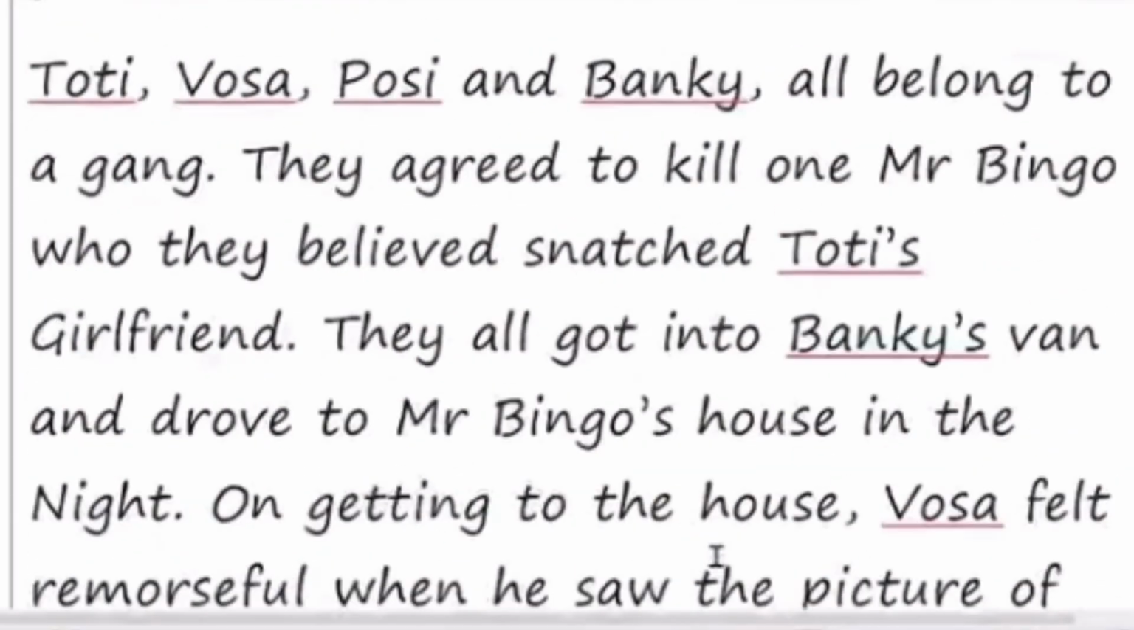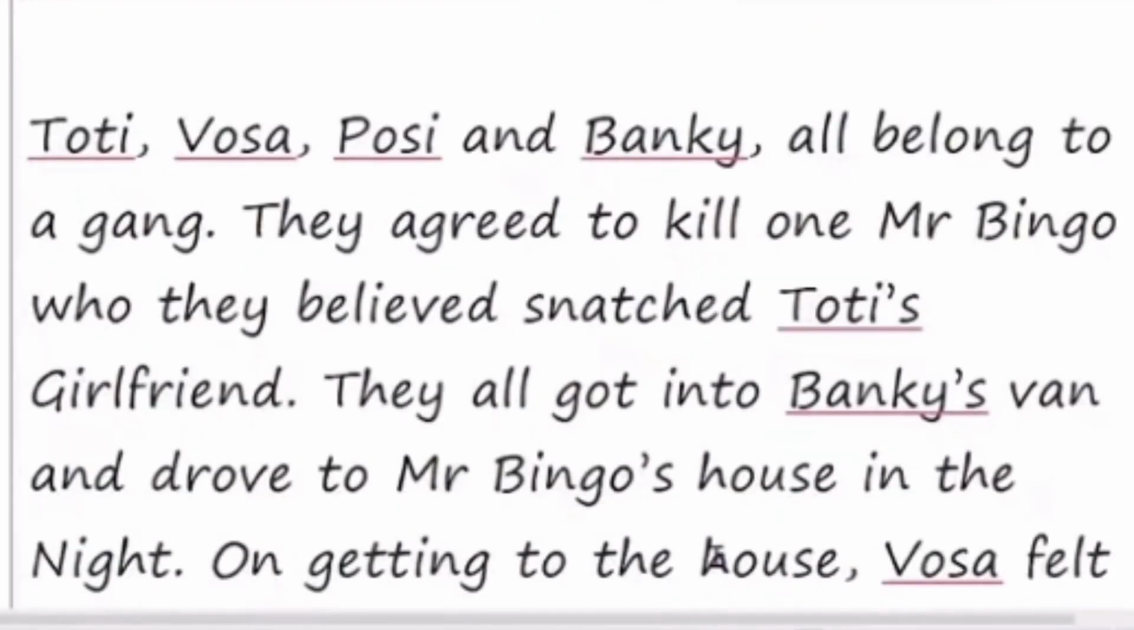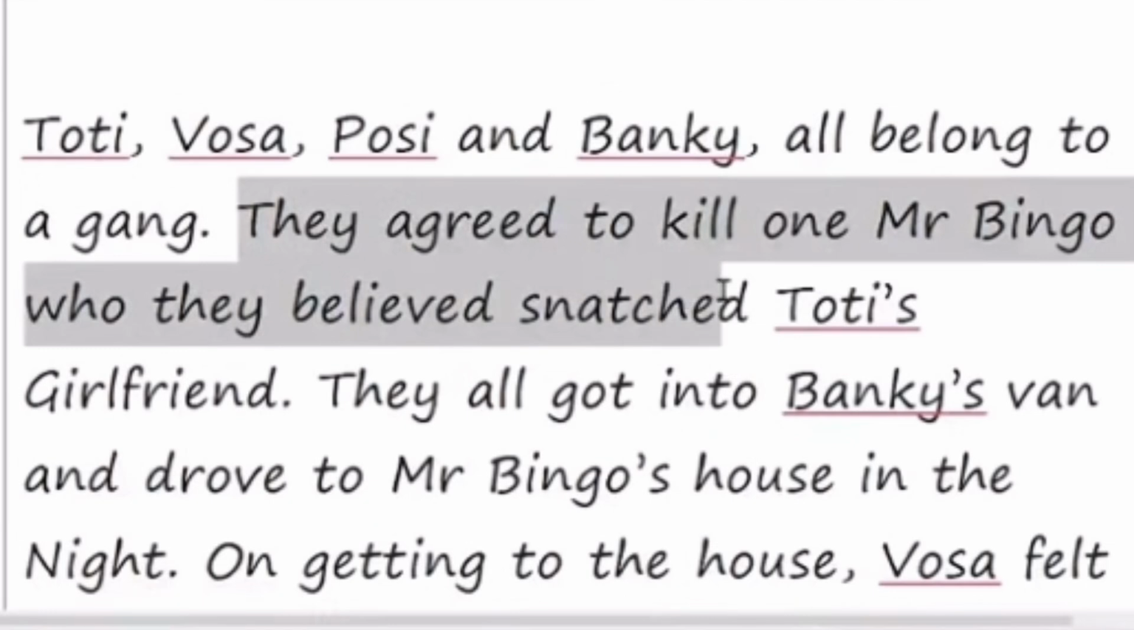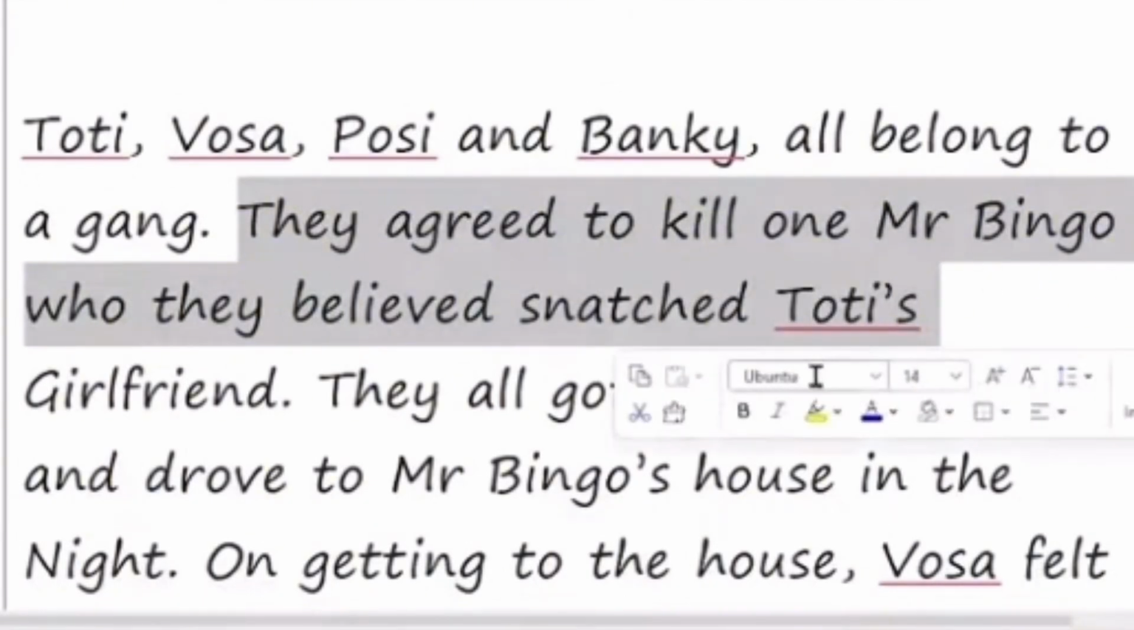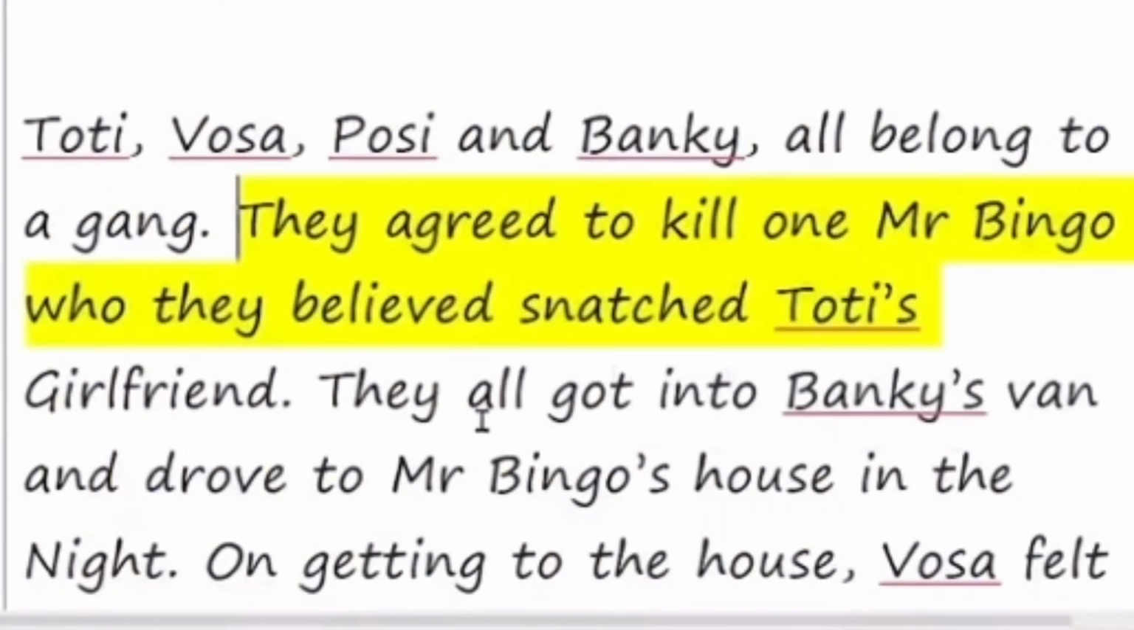If you had a question like this now, the first thing to do after reading it carefully is to underline or outline topics that will bring about issues. In this case now, we are going to highlight that Toti, Vosa, Posey agreed to kill one Mr. Bingo, because that is a topic. The issue there is what? Conspiracy.